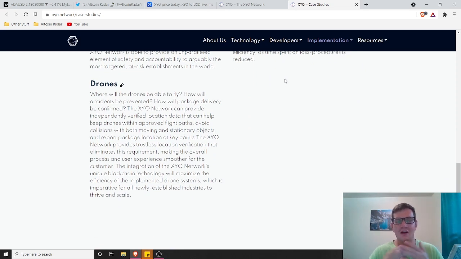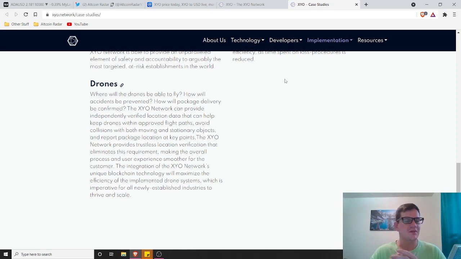All right, guys, so lastly, we've got drones. Where will the drones be able to fly? How will accidents be prevented? How will package delivery be confirmed? The XYO network can provide independently verified location data that can help keep drones within approved flight paths, avoid collisions with both moving and stationary objects, and report package location at key points.